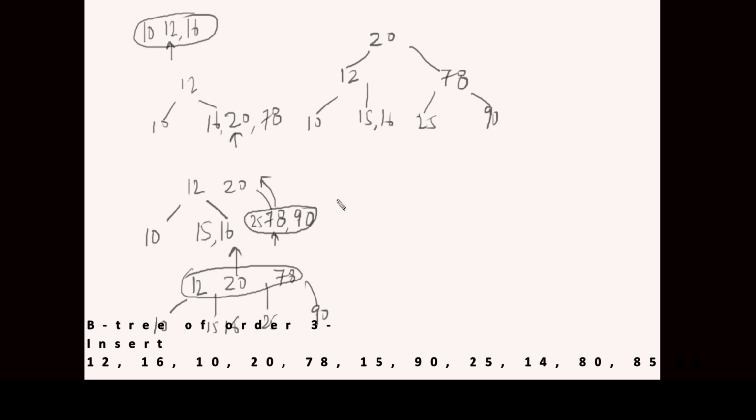Now next is 14. So 14 is going to be inserted here. So this will violate. So 15 is going to go up to the parent. So what we get? We get 20, we get 12, we get 10, and then 15 is going up, 14, 16, and here we have 78, 25, and 90. Okay, so far we are done up to 14.